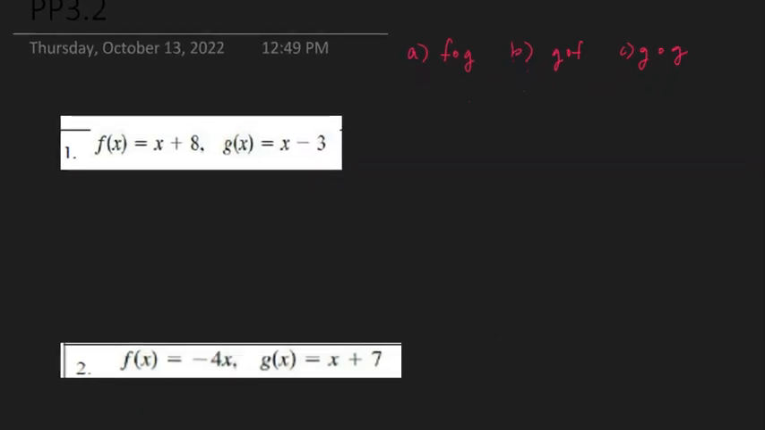So the instructions for the first set of problems was to find A, F of G, B, G of F, and C, G of G. And then find the domain of all of them. Okay, so let's get started on the first one.